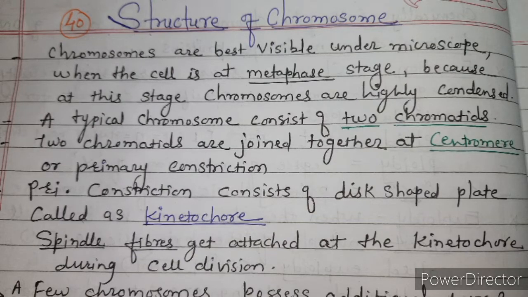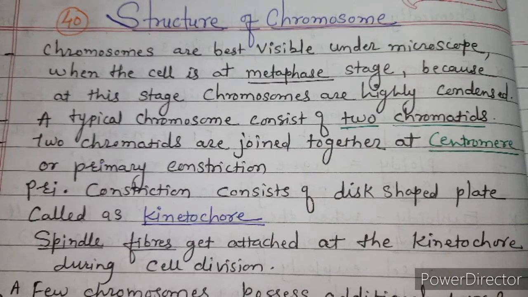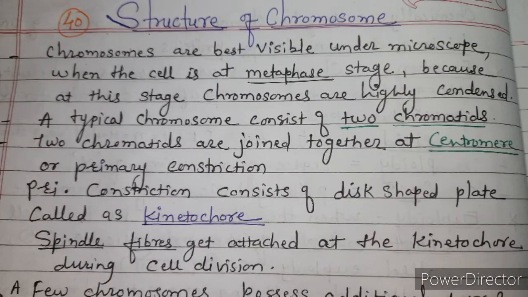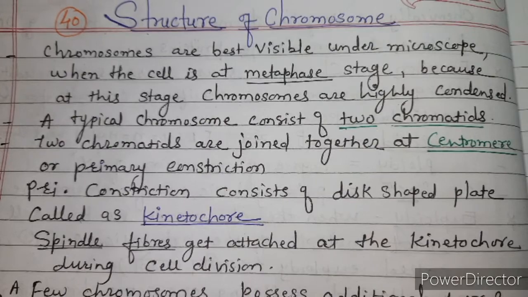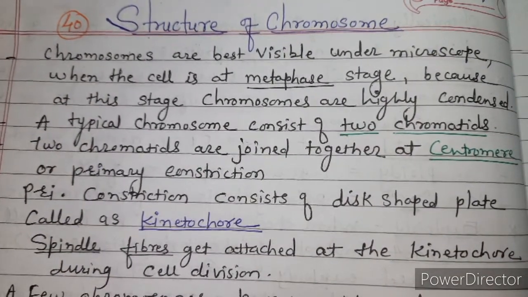Do you remember, students? We have studied cell division in 11th class, and you know that during cell division, mainly the mitosis type, four phases are there. The first phase is prophase, second one is metaphase, then anaphase, and then telophase. So during metaphase, mainly the chromosomes are visible.